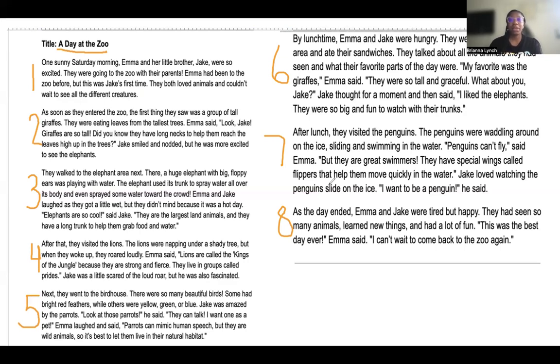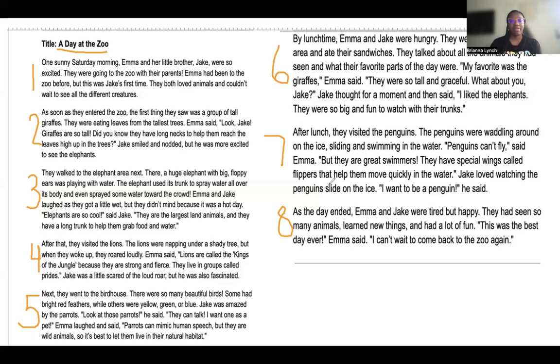After lunch, they visited the penguins. The penguins were waddling around on the ice, sliding and swimming in the water. "Penguins can't fly," said Emma, "but they are great swimmers. They have special wings called flippers that help them move quickly in the water." Jake loved watching the penguins slide on the ice. "I want to be a penguin," he said.